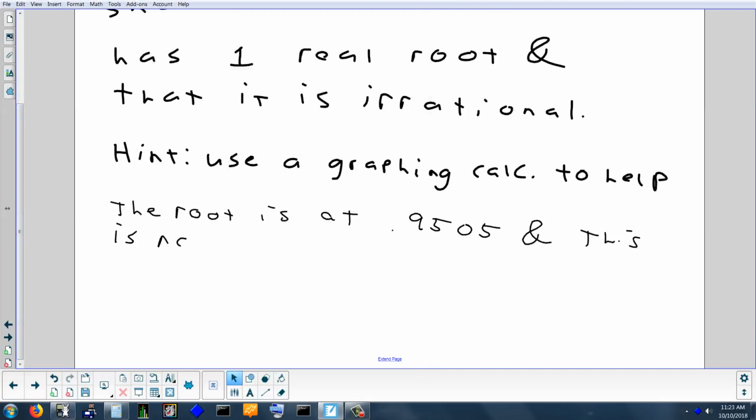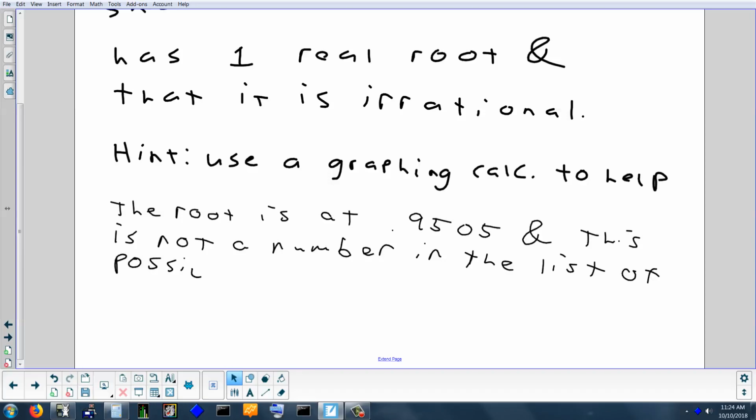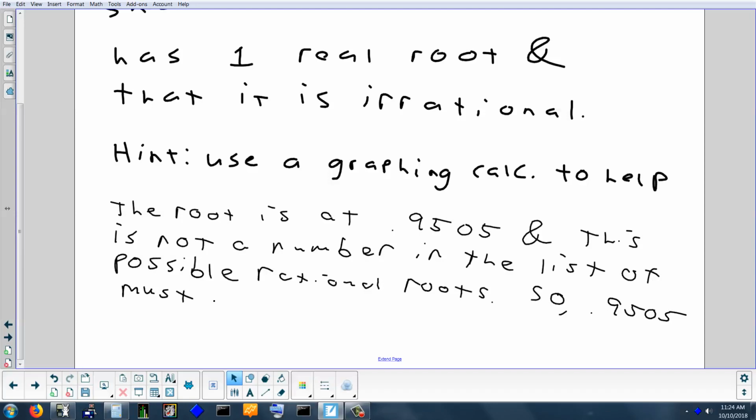Well, if it's not in the list of possible rational roots, there's only one other number it can be, and that's what Evangeline said, it's irrational. So 0.9505 must be irrational.